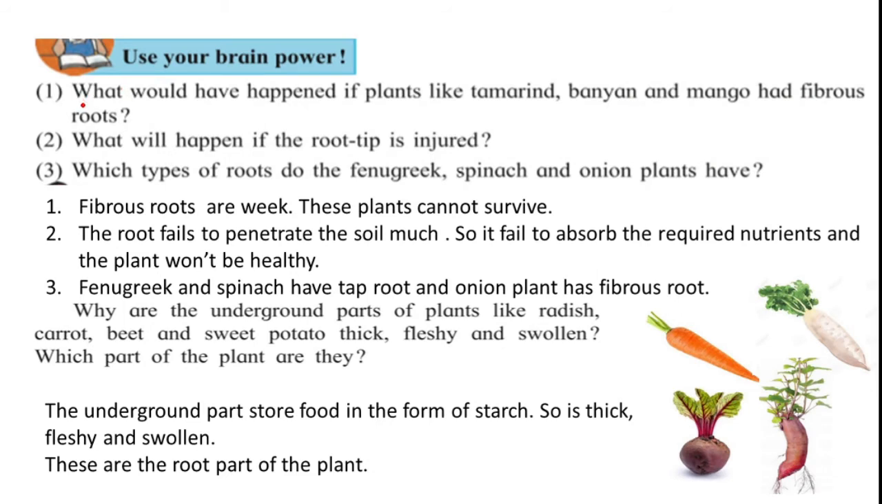So the next question, what would have happened if plants like tamarind, banyan and mango had fibrous roots? See, you know that fibrous roots are weak and these plants cannot survive. That means fibrous roots cannot support this tamarind, banyan and mango. These are all big trees.